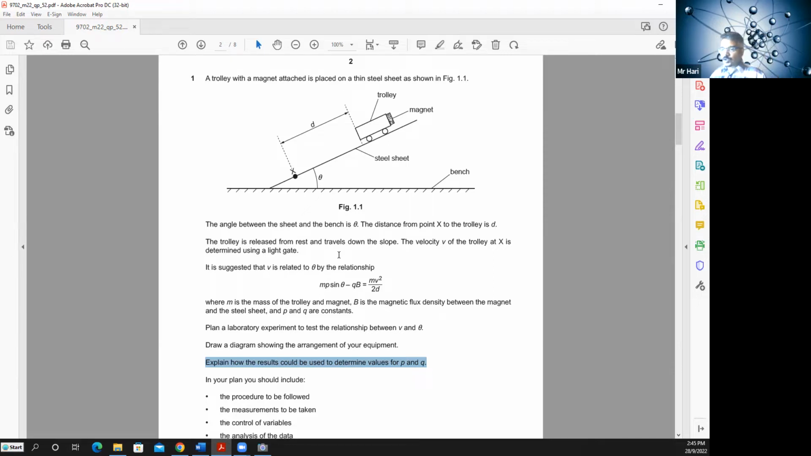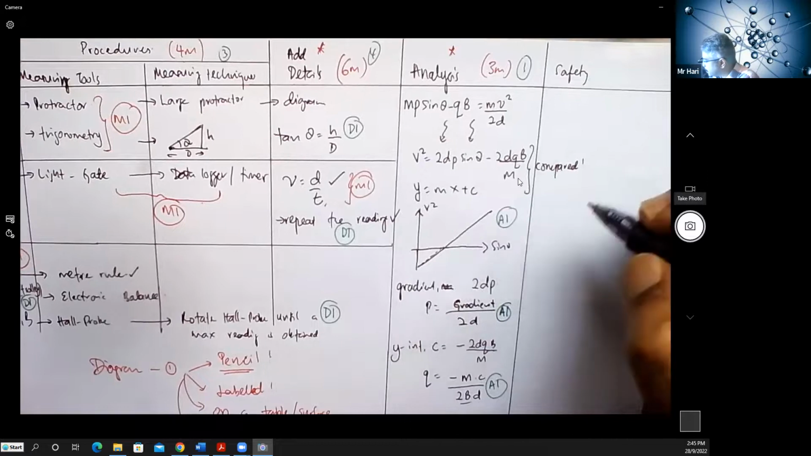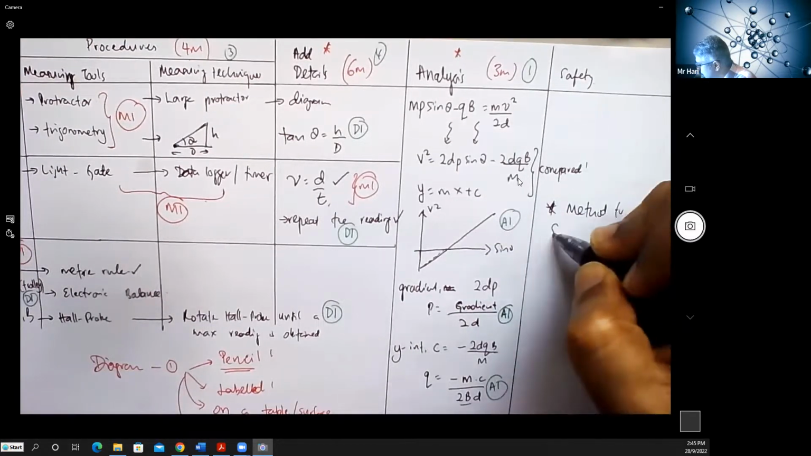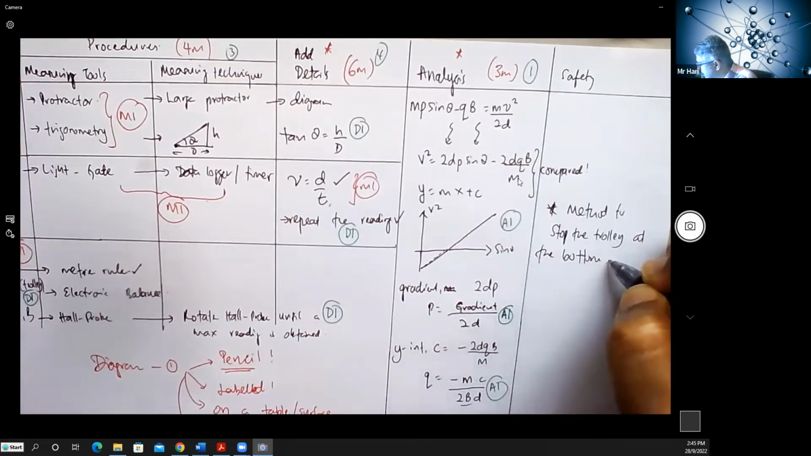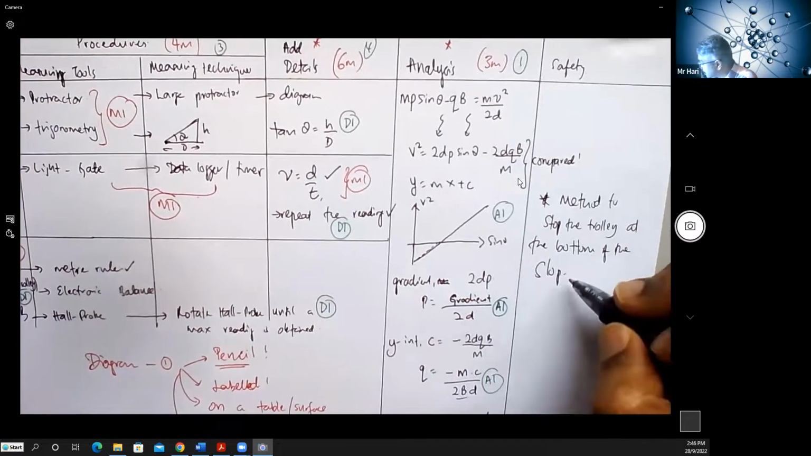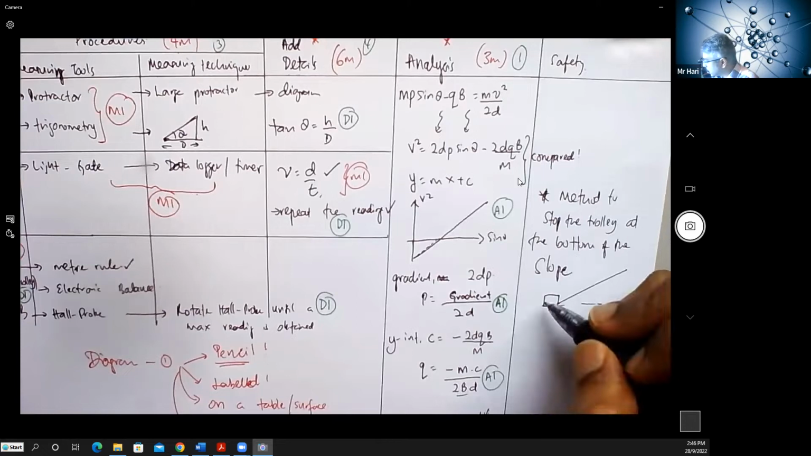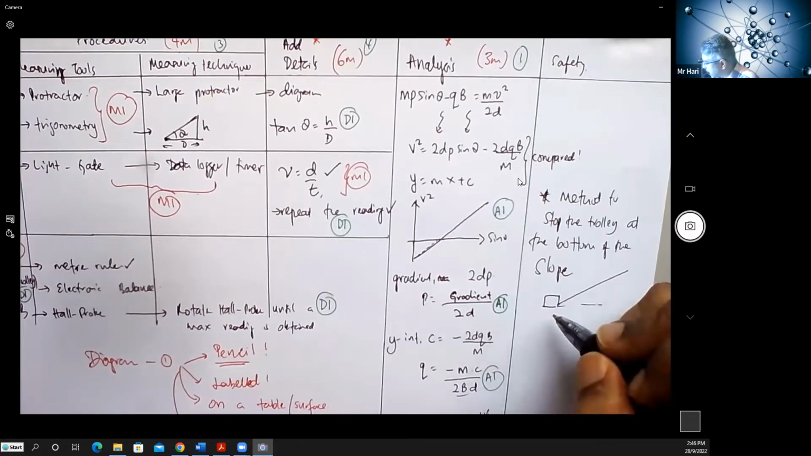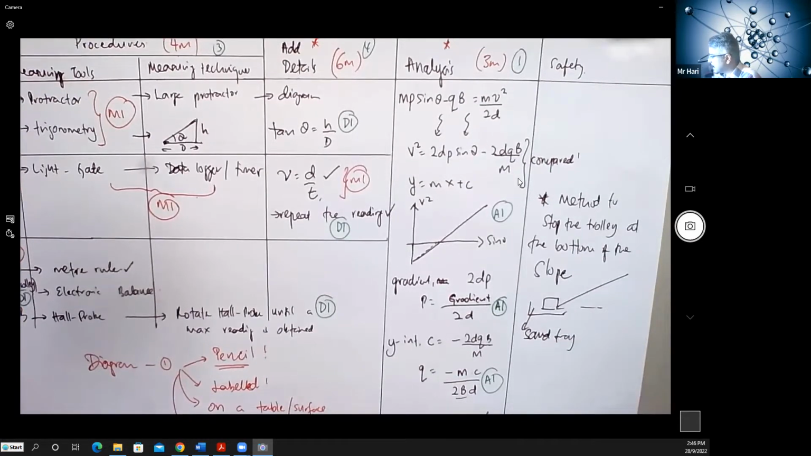Yes, one of your friends said the trolley might be too fast. Okay, because the trolley is now moving from the top of the slope. So you need to have a method of slowing down or stopping the trolley. So you must explain a method to stop the trolley at the bottom of the slope. Perhaps you can use a cushion or something like a block, a cushion or something to stop the trolley. A sand tray also can, yes, one of your friends suggested putting a sand tray. So this carries another mark.